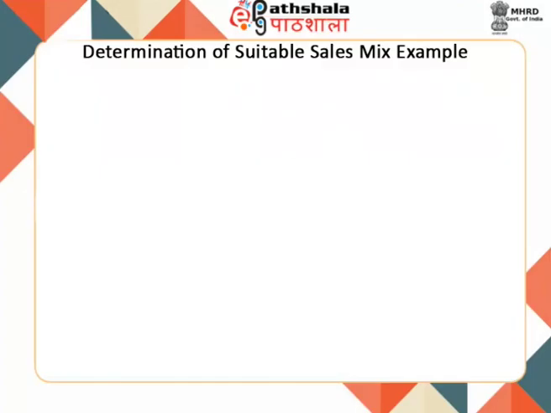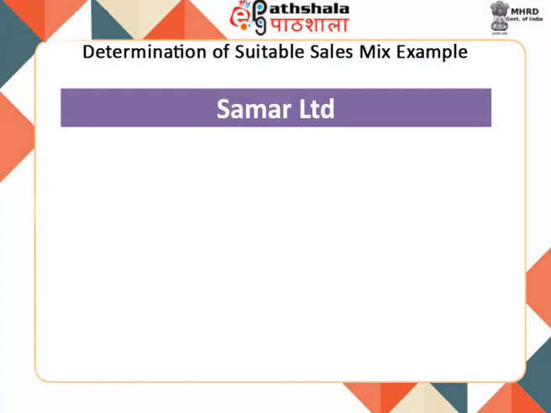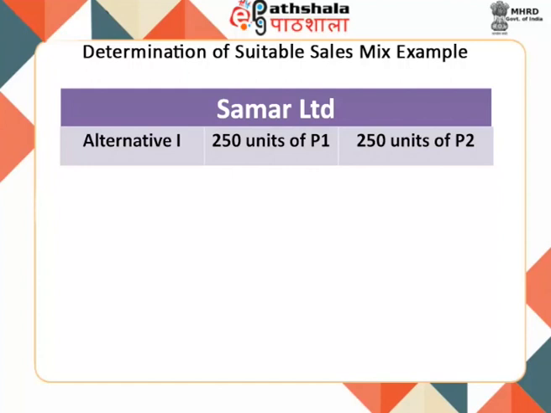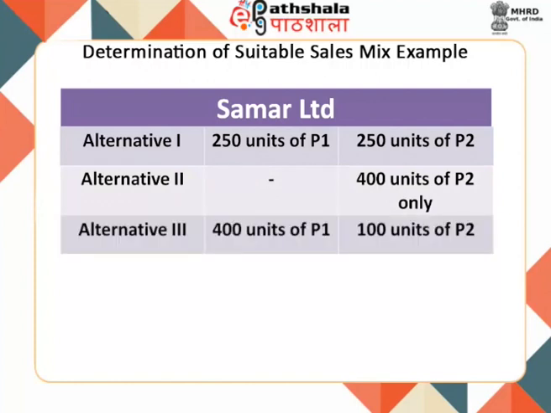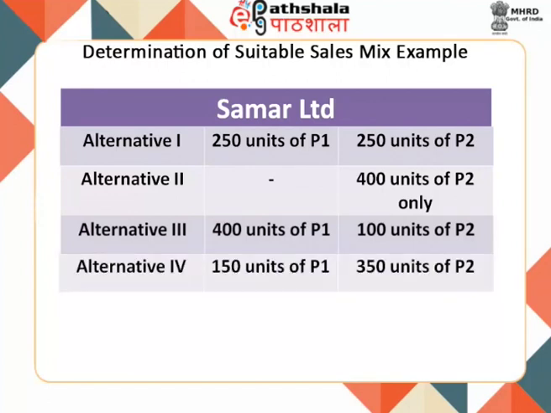The best suitable sales mix is one which gives the firm the maximum contribution. Here, the contribution under various sales mix is computed and compared, and the sales mix which gives the maximum contribution is selected. Let us understand with the help of an example. The information as shown here has been drawn from the cost records of Summer Limited, manufacturing parts P1 and P2. The company has an option to adopt any of the sales mix alternatives in the budget for the next period. These options are 250 units of P1 and 250 units of P2, 400 units of P2 only, 400 units of P1 and 100 units of P2, 150 units of P1 and 350 units of P2. Let us find out which of the stated alternative sales mix should be adopted by the company.